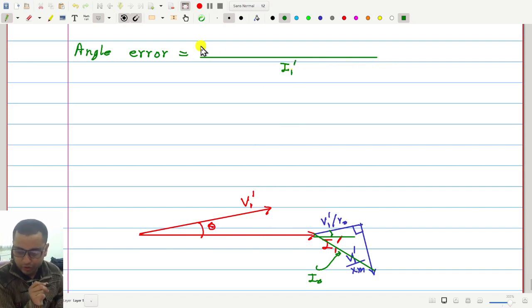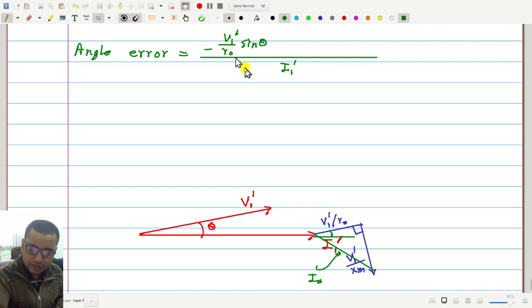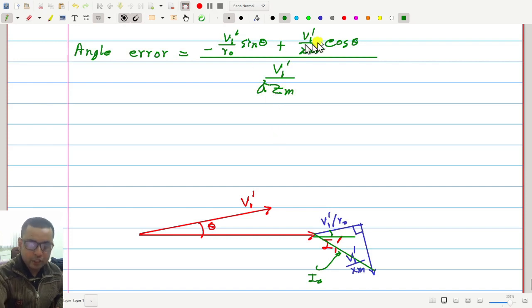How much is the vertical component of I naught? Minus V1 prime by R naught into sine theta. Very good, excellent. Plus V1 prime by Xm into cosine theta. Now here you can put V1 by Zm, a square, okay, then you can simplify.